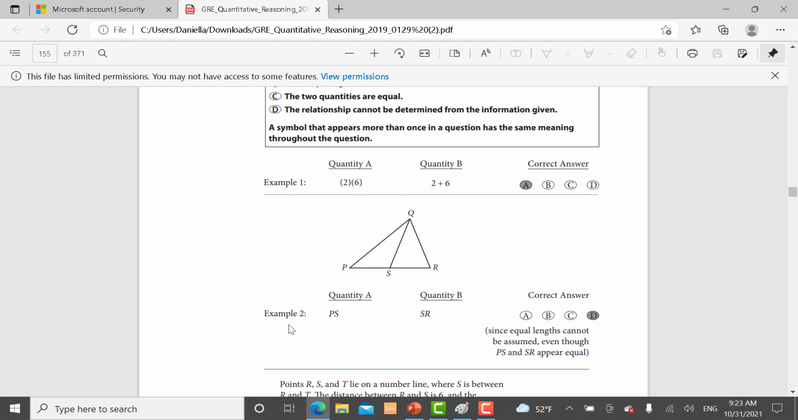Similarly, for example 2, quantity A is the length of PS in the picture, and quantity B is the length of SR in the diagram. Even though they look almost equal, the question doesn't give you any information to compare PS and SR. That's why we go for option D. The relationship between PS and SR cannot be established.